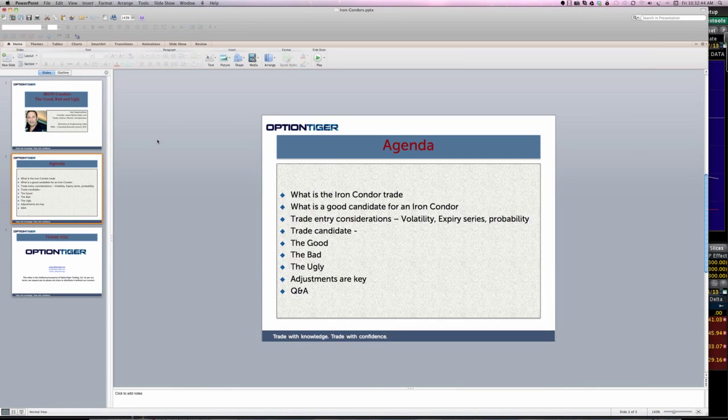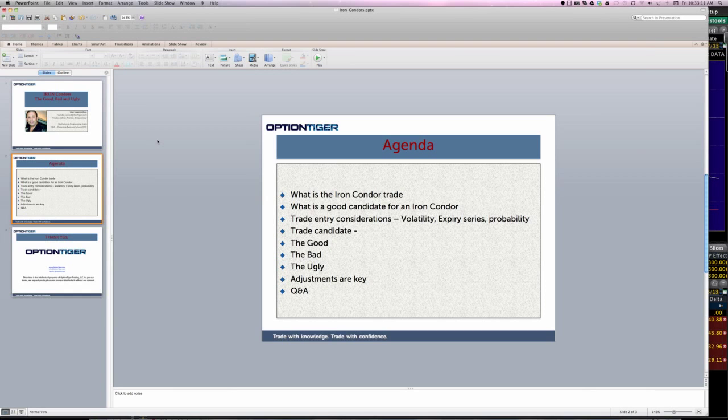So, what exactly is the Iron Condor trade? What we're going to cover in this webinar, and hopefully, it'll be good if you already have some idea of what an Iron Condor is. Certainly, you'll be required to know what a credit spread is. So, we're talking about the bull put spread and the bear call spread. These are the two credit spreads, and that's what makes the Iron Condor.